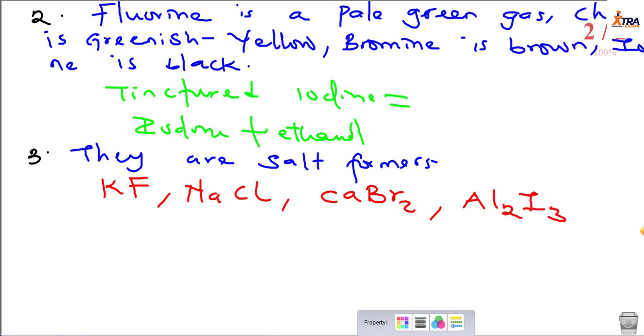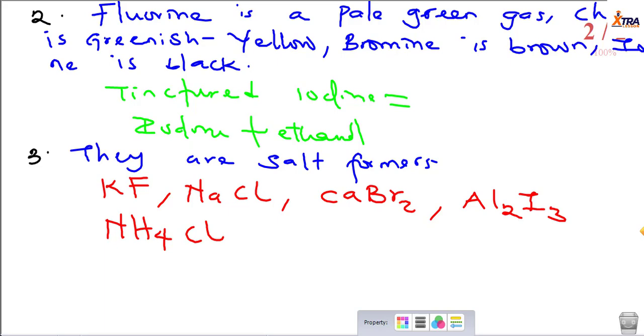We have aluminum iodide. Aluminum is a metal, iodine is a group 7 element, so this is a salt. You can form hundreds of salts. Just bring any metal, combine it with a group 7 element, and you have a salt. Or you can even combine group 7 elements with ammonium, for example in ammonium chloride, and this also is a salt.